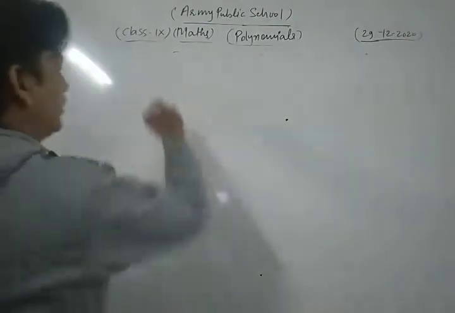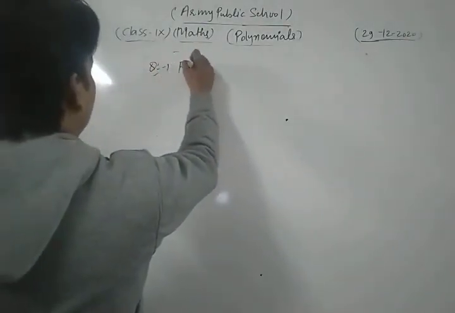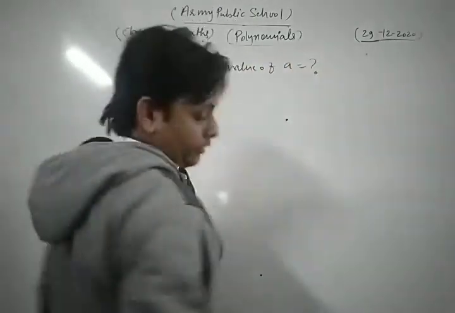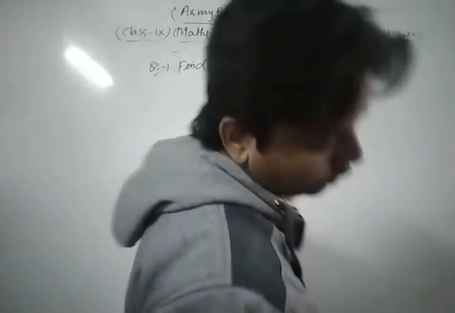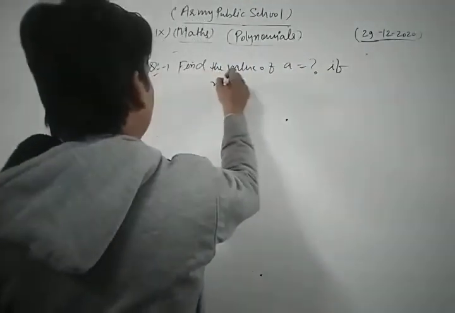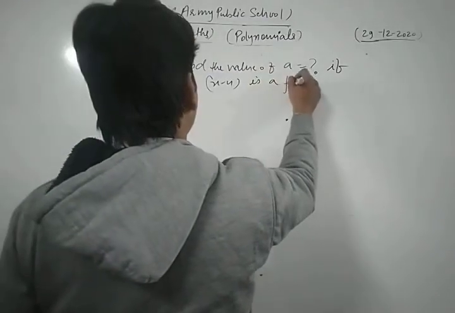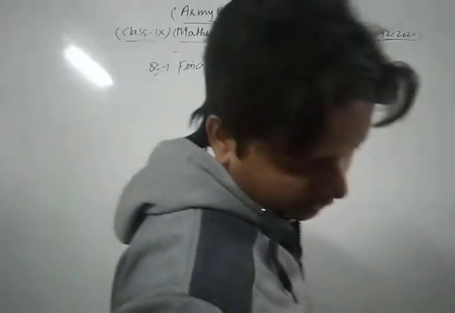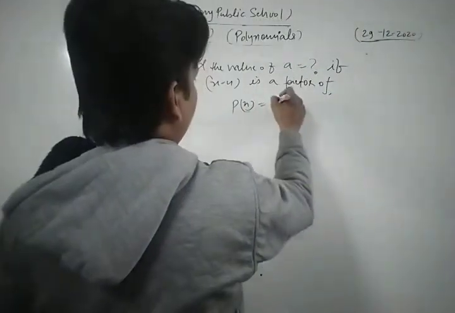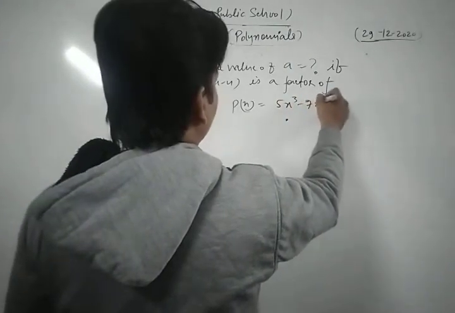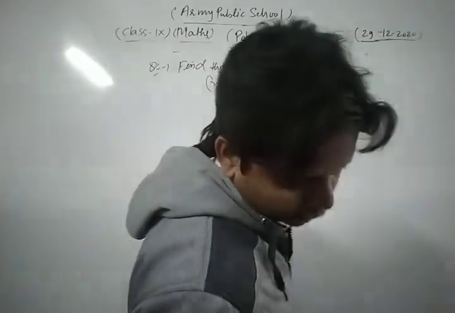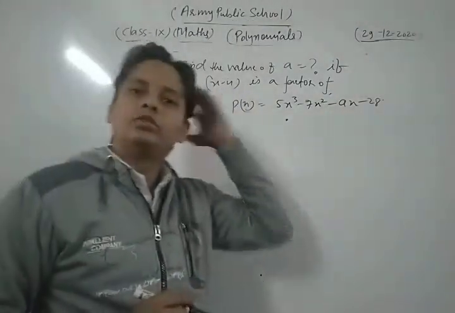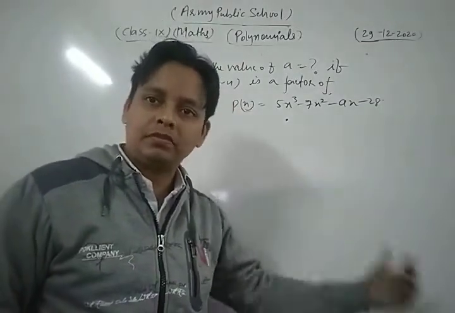Find the value of a, if x minus 4 is a factor of the polynomial p(x) equals 5x cube minus 7x square minus ax minus 28. You can solve that question based on the previous question. Let's see in this way.